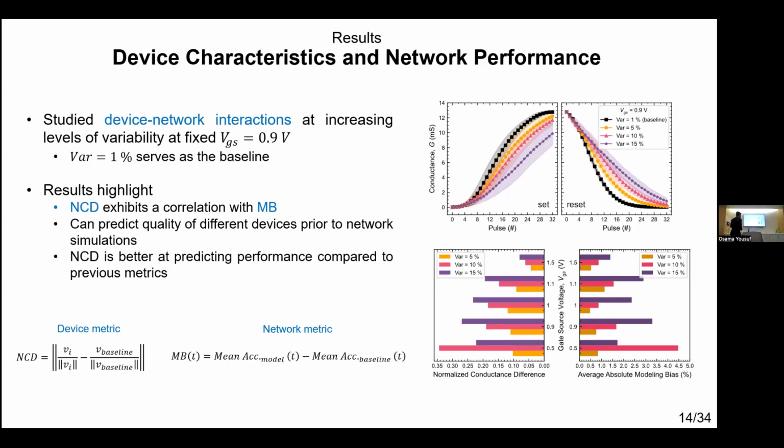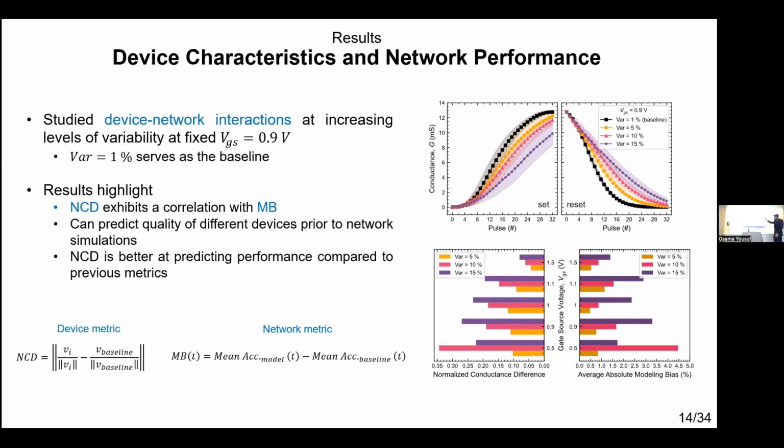Okay, so moving on to the results. I want to briefly talk about these 2 plots here. What we're seeing is that we take compact model data at different values of gate-source voltage and variability. For this particular plot, the gate-source voltage is fixed at 0.9 volts. And then we're sweeping, or increasing, the variability. As we increase the variability, as you can see, the shaded region in the purple curve is much larger compared to the shaded region in the black curve. And that's indicating that those devices during their set operation would have a higher degree of variability.